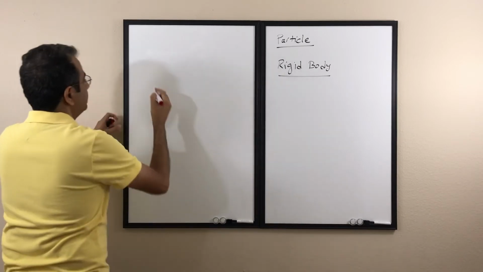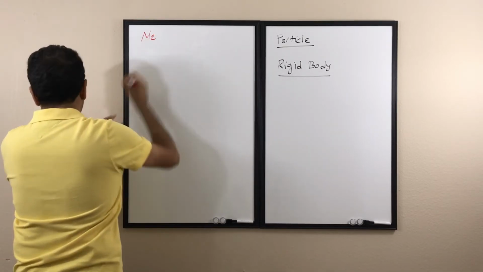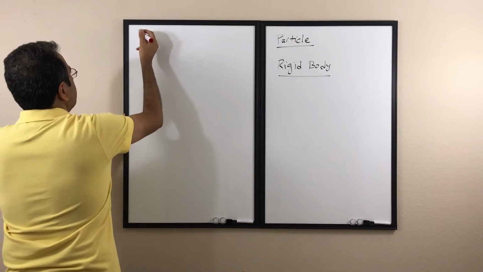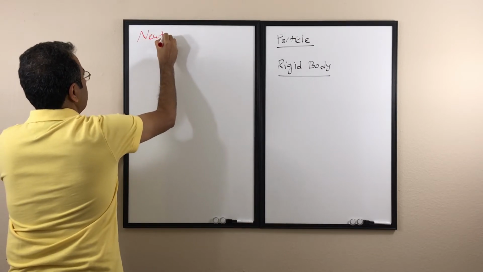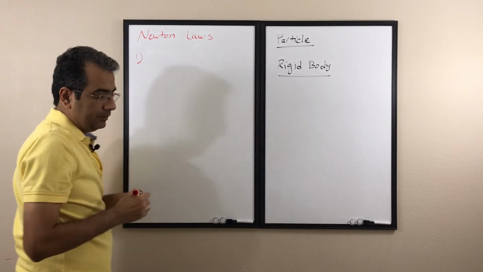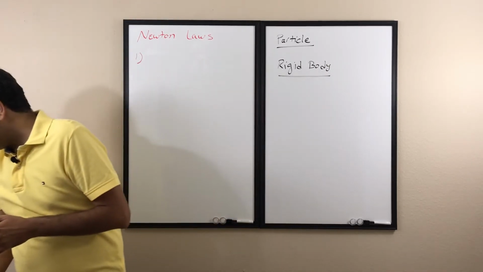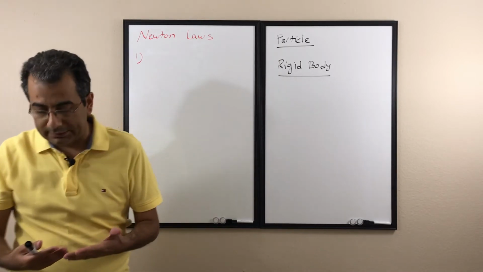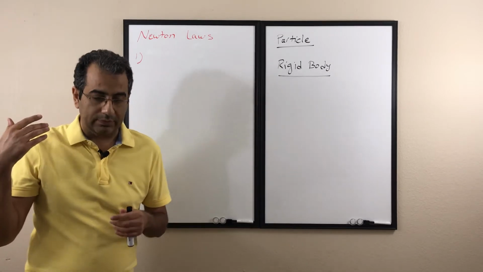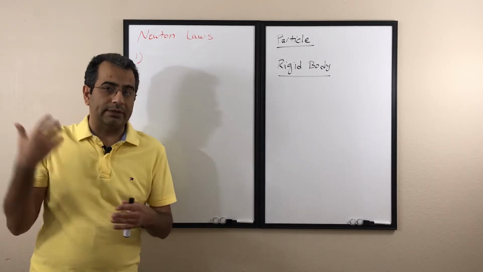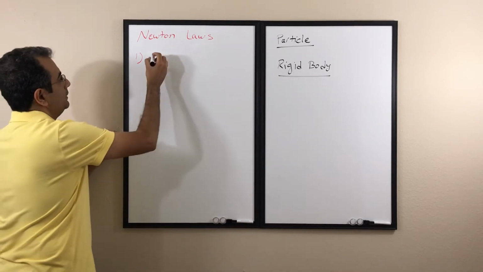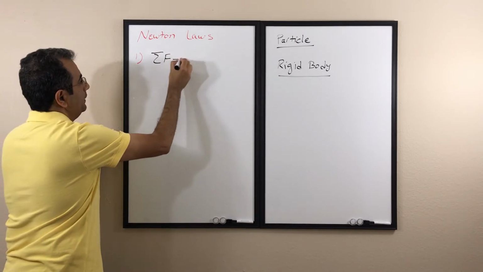Okay. Now that we said that, we're going to start talking about Newton's laws. Let's say the very first law of Newton. It says that if the resultant force on an object is zero, it doesn't say that there is no force on the body. If all the forces applied on an object cancel each other, what does it mean? It means that sigma F is zero.